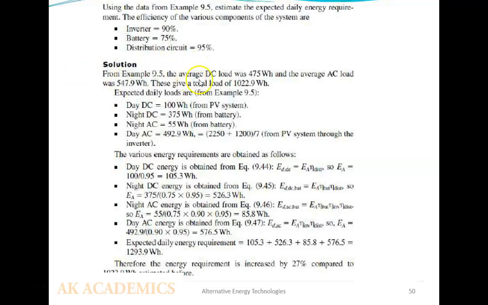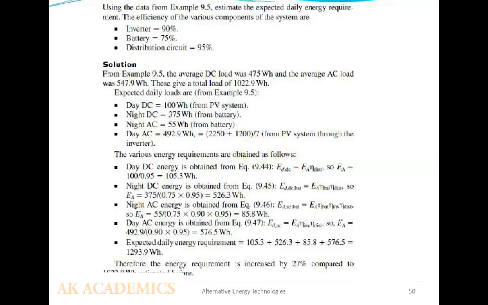Here it is. The average DC load is 475 watt hours from what we calculated, and the average AC load is 547.9 watt hours from our calculations. This gives a total load of 1022.9 watt hours. So the total load required will be the addition of the total AC load plus the total DC load, and that gives us 1022.9 watt hours.